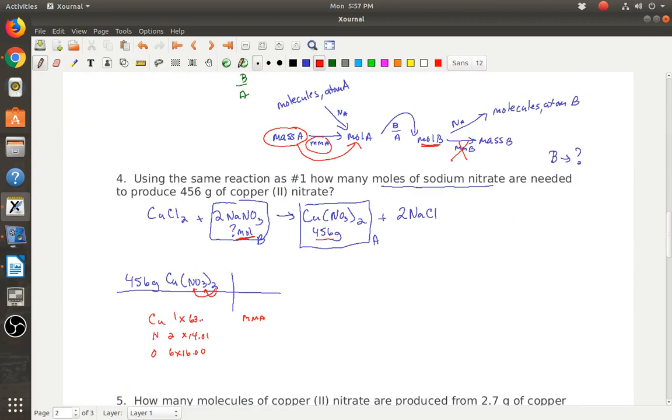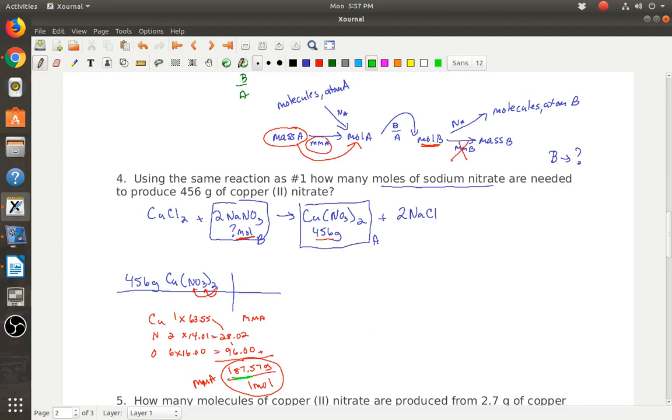All right, so this is 28.02. And what is 6 times 16? 96.00. Add all these together. So 96 plus 28.02 plus 63.55 is 187.57, and it's grams in every 1 mole. This is the molar mass of A.